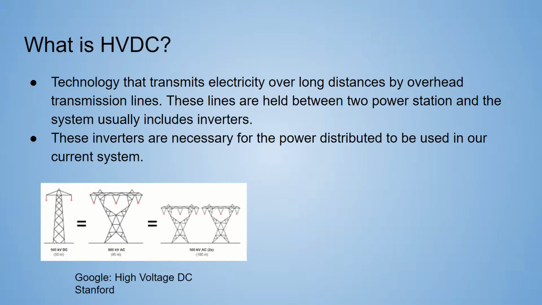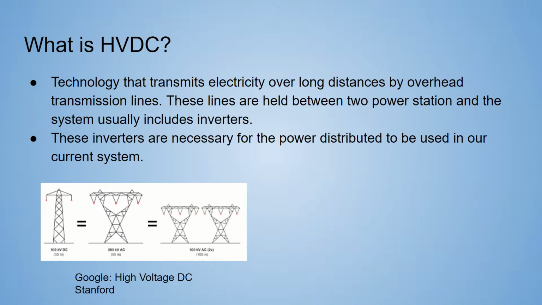First things first, what is high voltage direct current, or HVDC? What I found out was that it's technology that transmits electricity over long distances by overhead transmission lines. These lines are held between two power stations, and the system usually includes inverters. These inverters are necessary for the power distributed to be used in our current system.